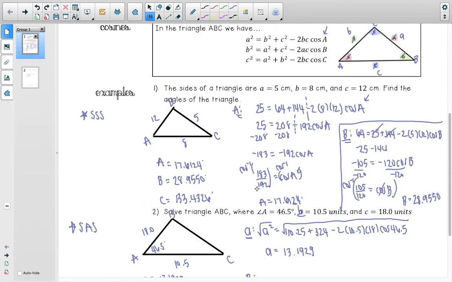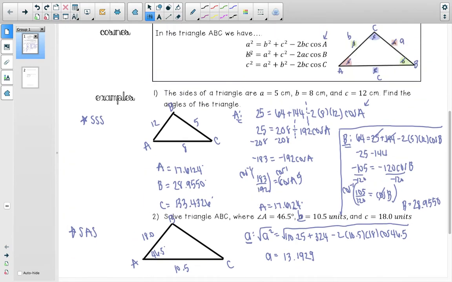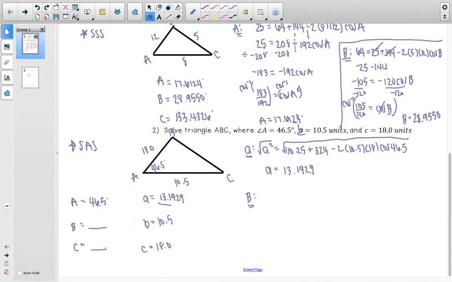If you want to find angle B, you want to use whatever letter it starts with. So if you want side B, you want this one. If you want angle B, you want this one. So we're going to go ahead and run through this. We already know B squared is 110.